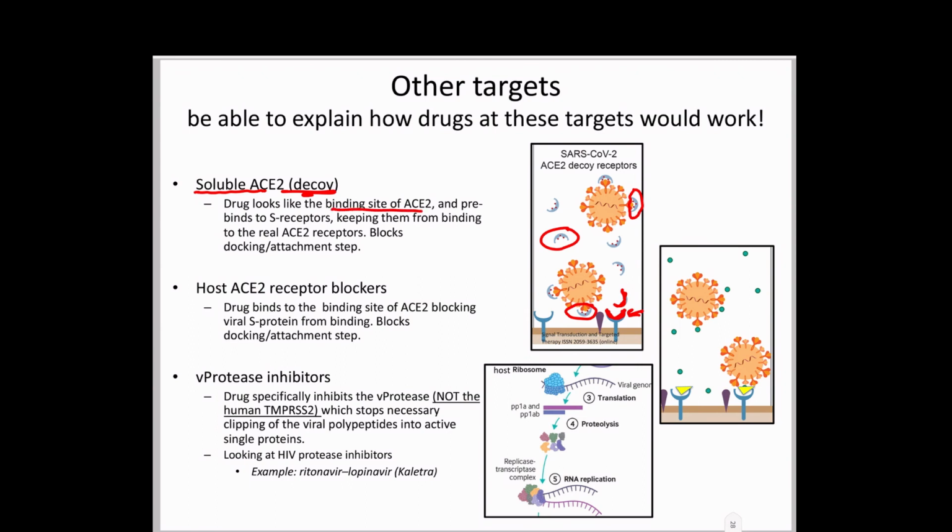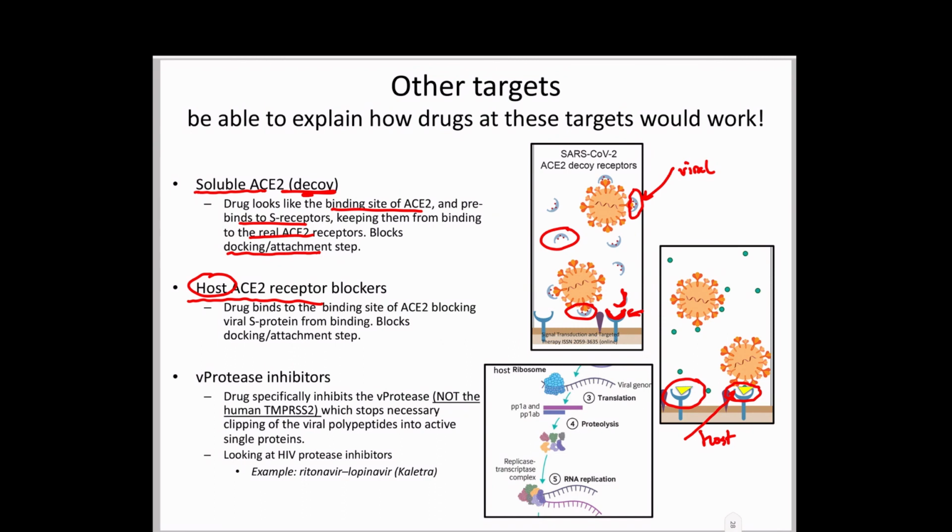So looking like the binding site of ACE2 binds the S receptors. Now they can't bind to the real ACE2 receptors, so they can't perform that docking attachment step. Another similar idea in terms of blocking that initial binding step is to create a drug that binds and blocks the ACE2 receptor. So if that ACE2 receptor itself is then blocked, now the S protein can't bind. So those are the host ACE2 receptor blockers. And remember, those are receptors that are on the host. So we're blocking the host receptor, whereas with the soluble ACE2, we're blocking the S protein, which is the viral protein.